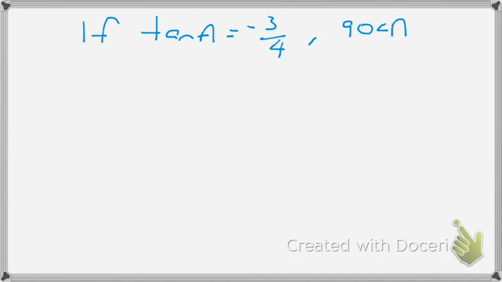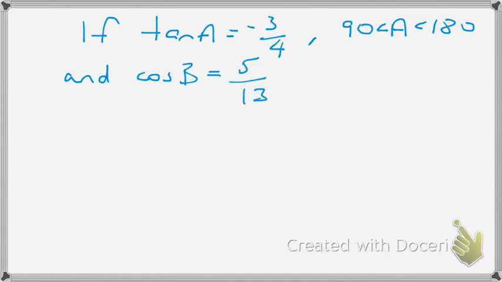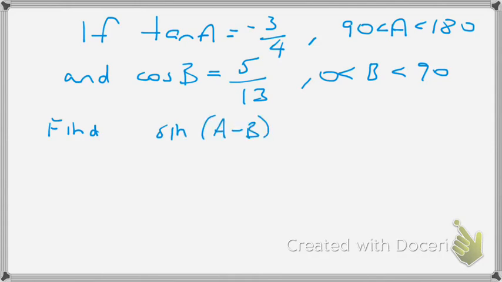Alrighty, so next up, we've got if tan A equals minus 3/4, and I'm also going to tell you that A is between 90 and 180, and cos B, our good friend, is 5/13, and again I'm going to tell you that B is an acute angle. I want you to find sine of A minus B. Not really a question, but anyway.